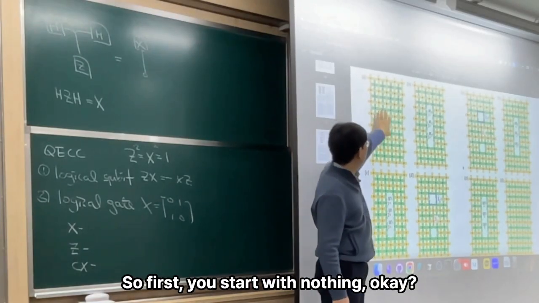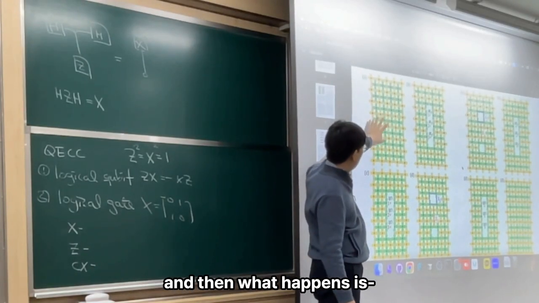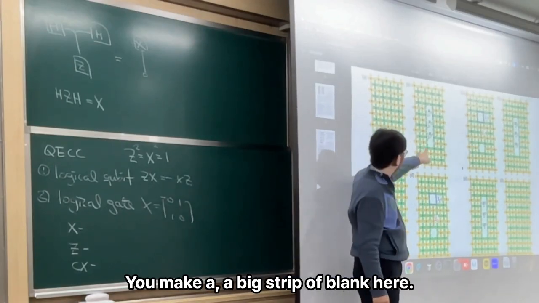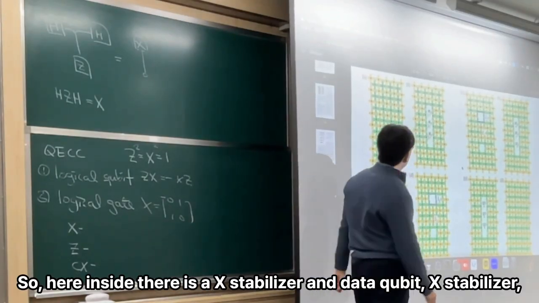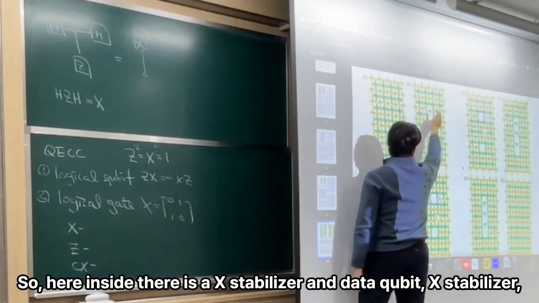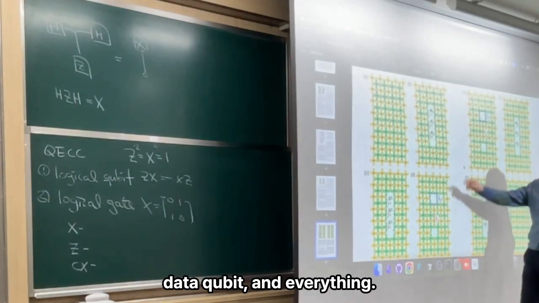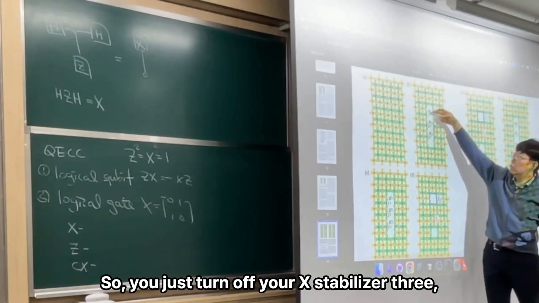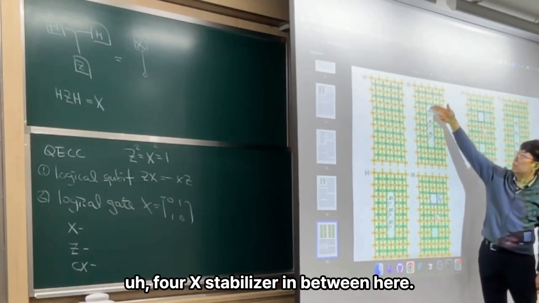So first you start with nothing, okay? So everything is just fully measured. And then what happens is you make a big strip of blank here. So here inside there is an X stabilizer and data qubit, X stabilizer, data qubit, X stabilizer, data qubit, and so on. So you just turn off your X stabilizer, 4 X stabilizers in between here.